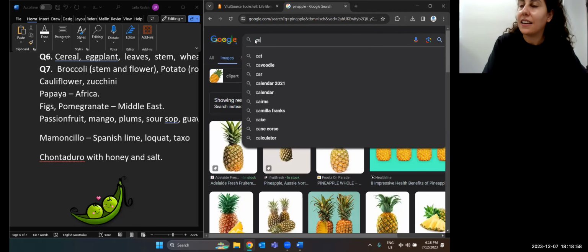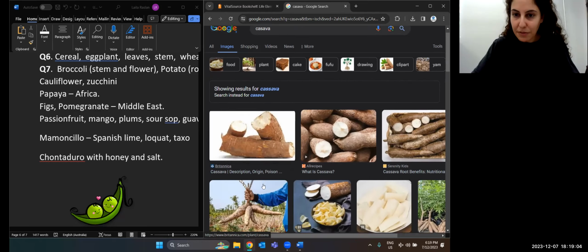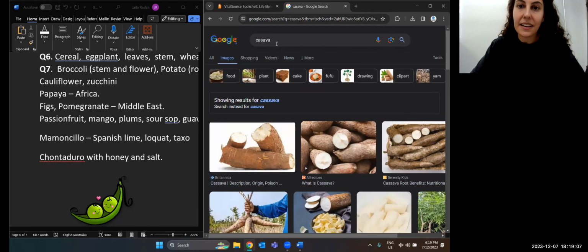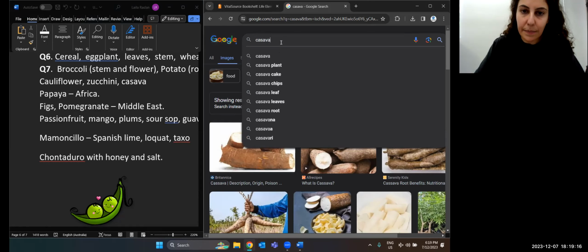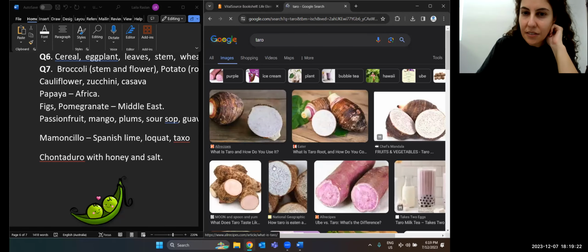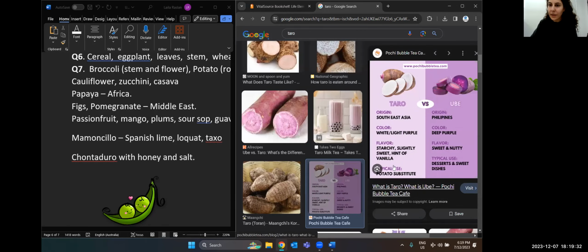What was cassava? Yes. This is a type of sweet potato, cassava. Another one that's very close to this, I think, is this the same as, starts with a T, taro. Taro. I don't know if that's the same. I don't know, but taro from Southeast Asia, ube, Philippines, I don't know. But taro, it reminded me of the cassava.